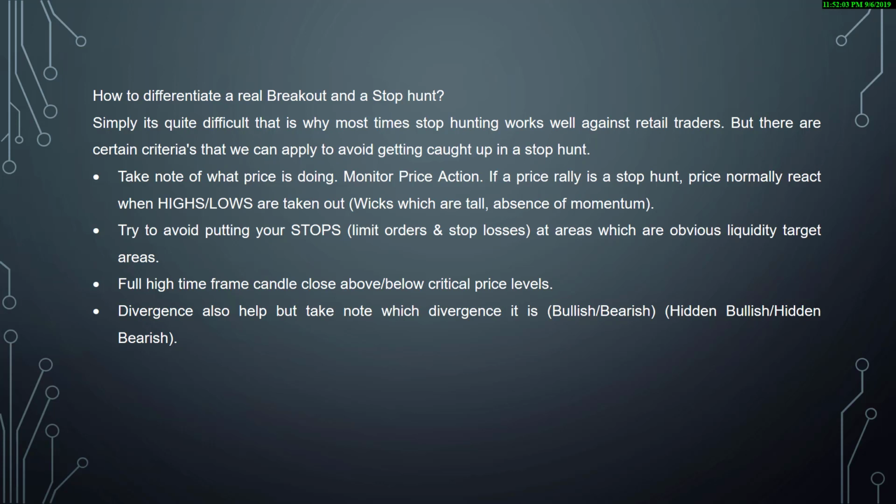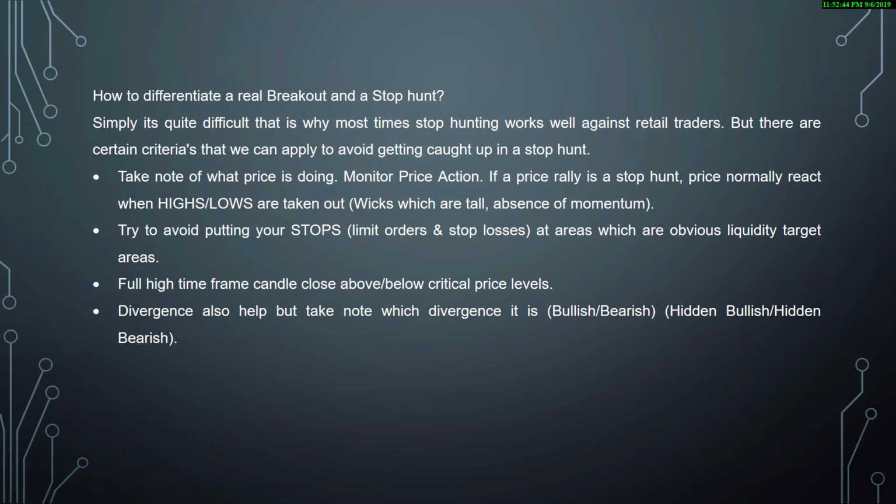Try to avoid putting your stops, these are the limit orders and stop losses, at areas which are obvious liquidity target areas. You see, always try to avoid those. Watch for full high time frame candles closing above or below critical levels. You need to take note of this. Divergence can also help, but take note which divergence it is, whether it's bullish or bearish, whether it's hidden bullish or hidden bearish divergence. We're going to talk about divergence a little later in the course, right?